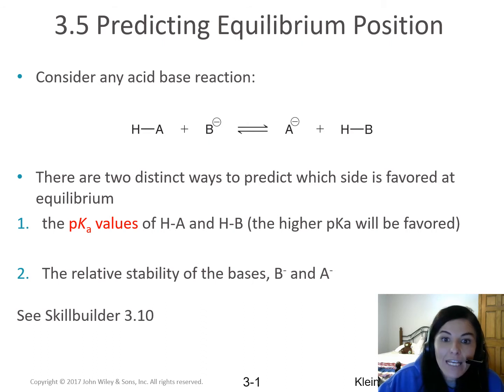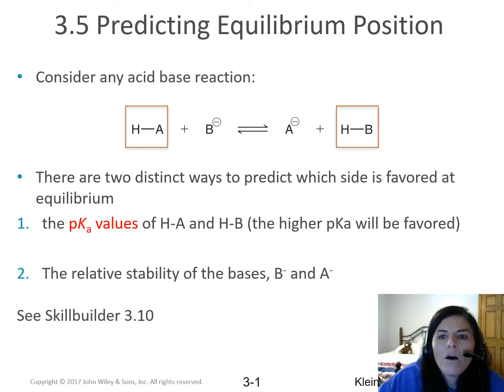Number one is quantitatively. For this, you need to know the pKa values of HA, our initial acid, and HB, the conjugate acid that is formed once the base abstracts a proton from our acid, okay? The higher pKa value will be formed more, okay? So the equilibrium will lie at the higher pKa value because we know that that is the weaker acid, okay?